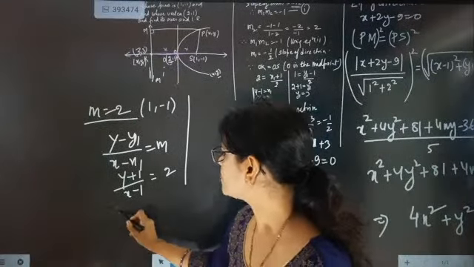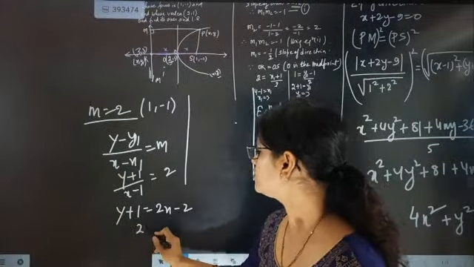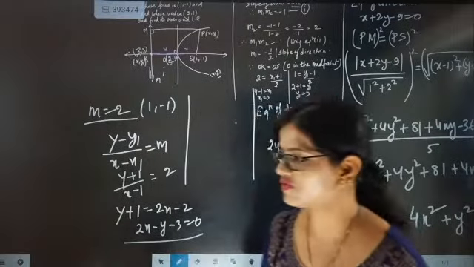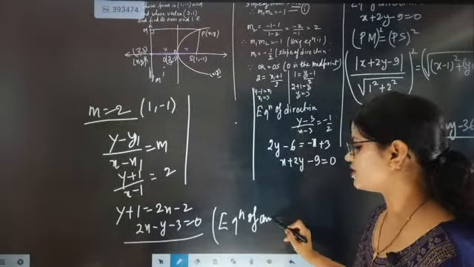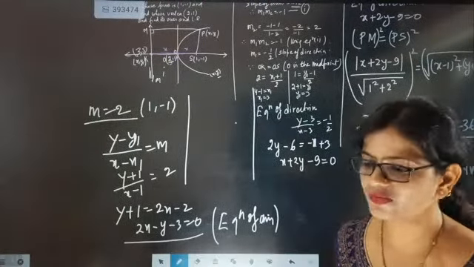So now multiply this one, it is coming as y plus 1 equal to 2x minus 2. So 2x minus y minus 3 equal to 0. This is the equation of the axis. This is nothing but the equation of the axis. Damn sure about it. So you got the equation of the axis, 2x minus y minus 3.